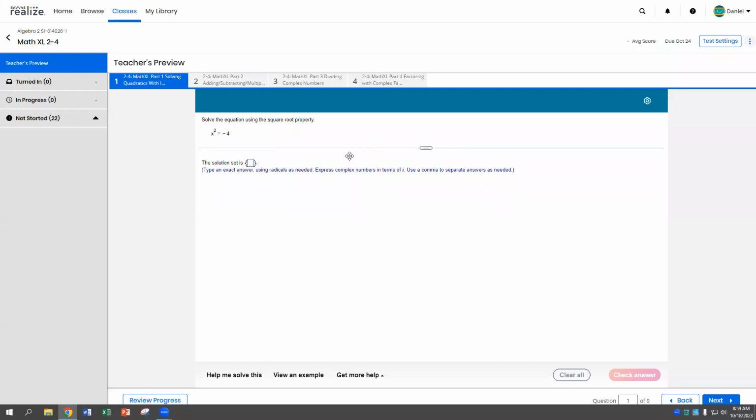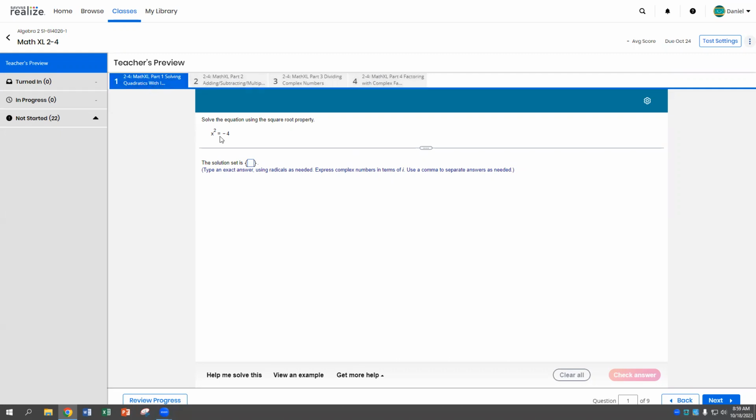All right, this is topic 2.4. We have four different examples. We have solving quadratics using imaginary numbers. We have the operations, adding, subtracting, multiplying. The third part is division, dividing complex numbers. And the fourth part is factoring, using complex numbers as factors.